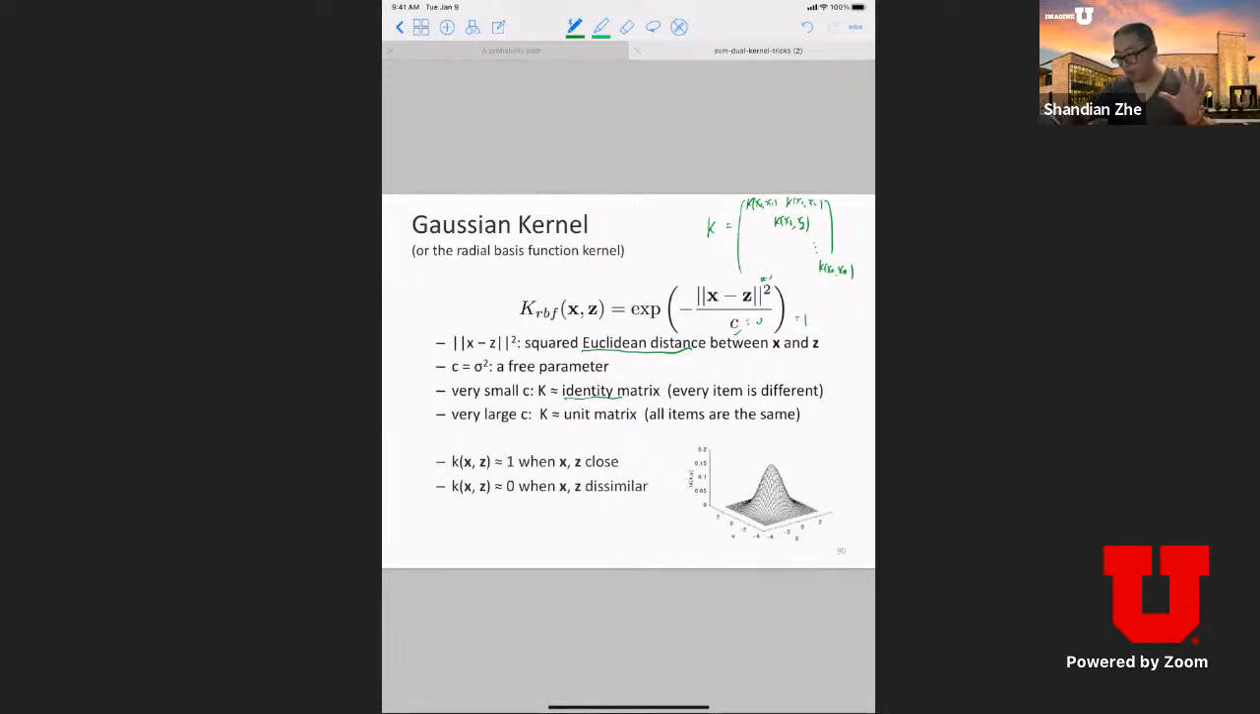Then we can see that all off-diagonal elements are approximately 0. That's why we say for very small c, the kernel matrix is close to the identity matrix. But of course, if you have very large c, you have almost 1 everywhere. So the kernel matrix is close to some all-ones matrix, and I will leave it to you as an exercise to justify.